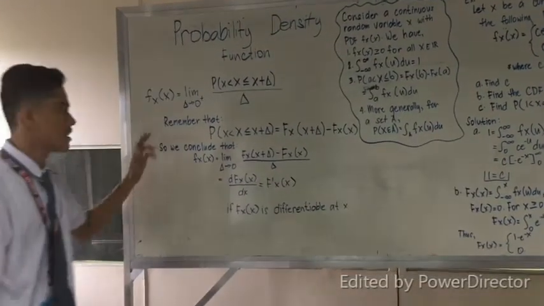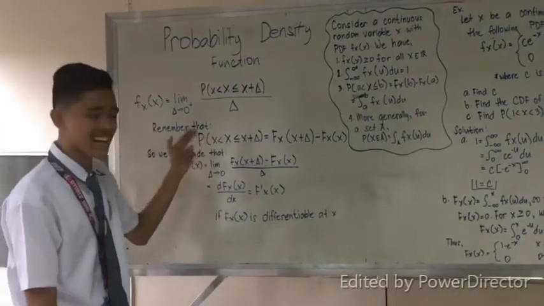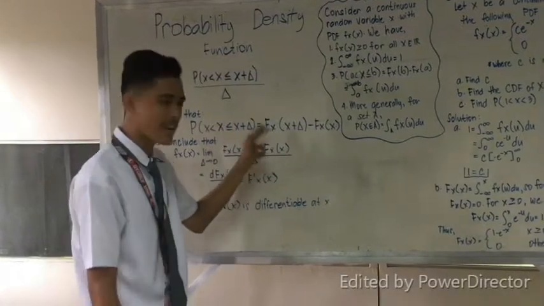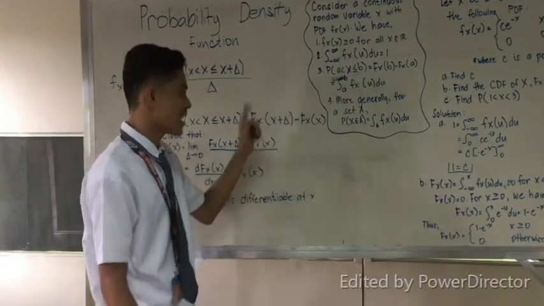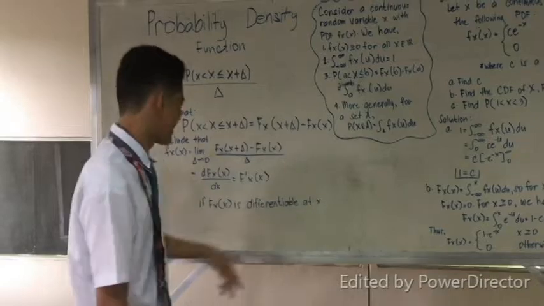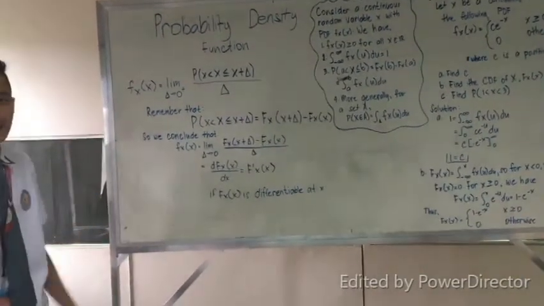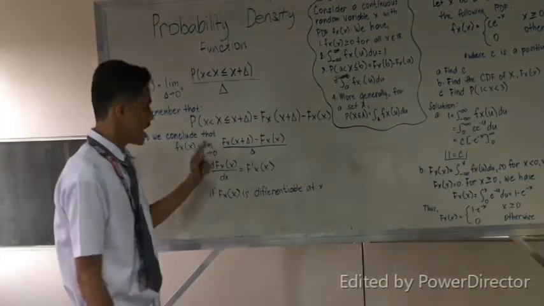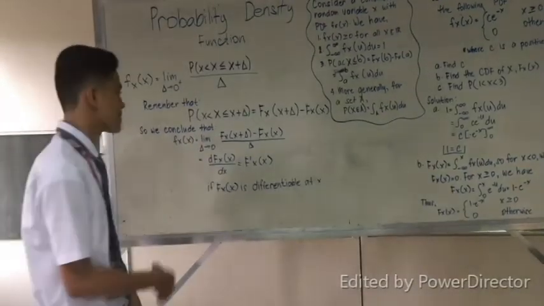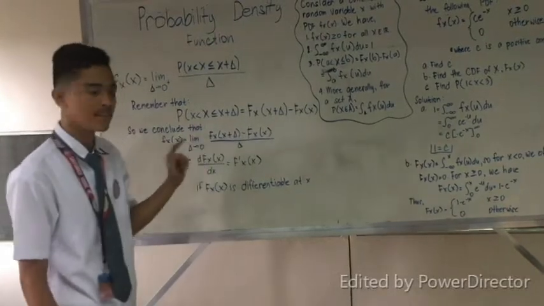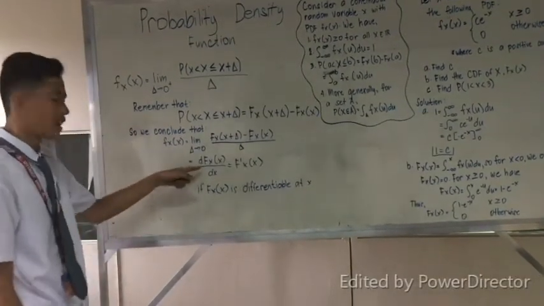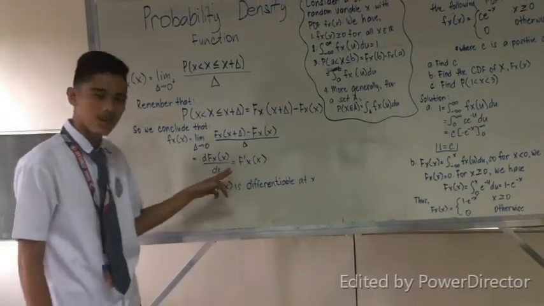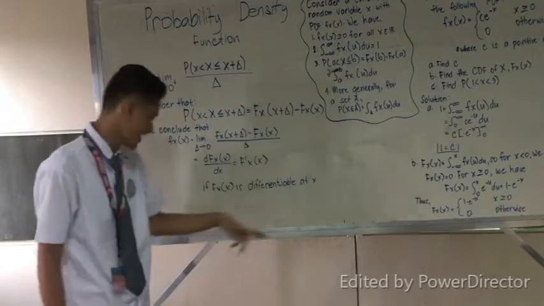So remember that the probability of x less than X less than or equal to x plus delta is equal to F of x plus delta minus F of x. So we conclude that f of x is equal to the limit as delta approaches 0 of F of x plus delta minus F of x over delta, which is equal to dF of x over dx, which is equal to f sub X of x.